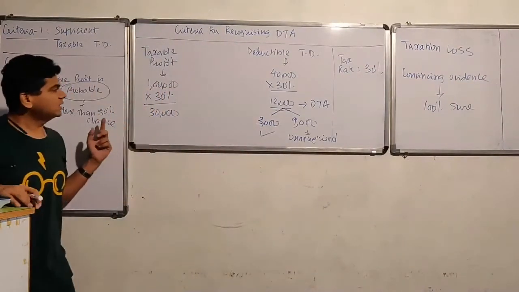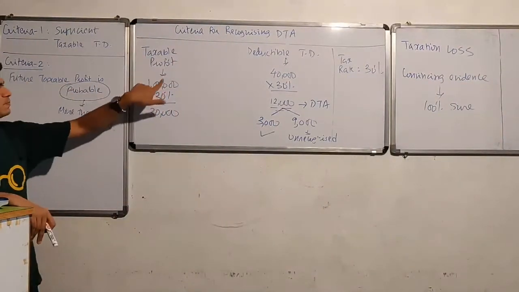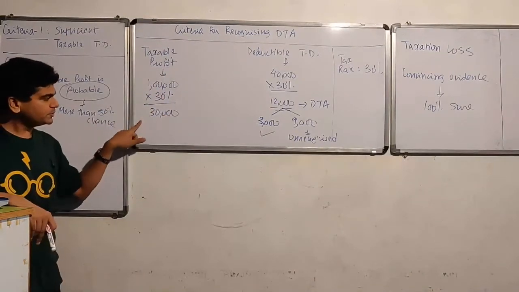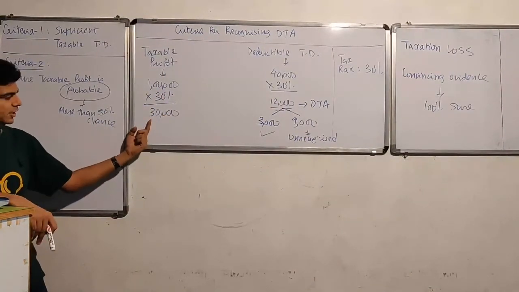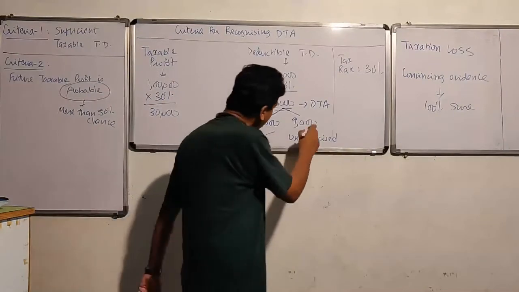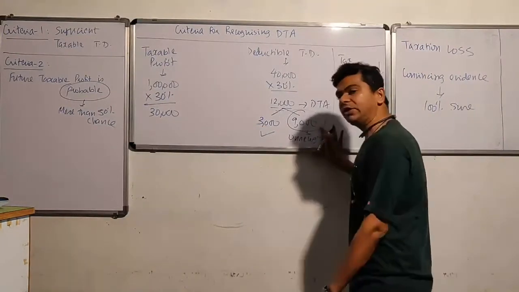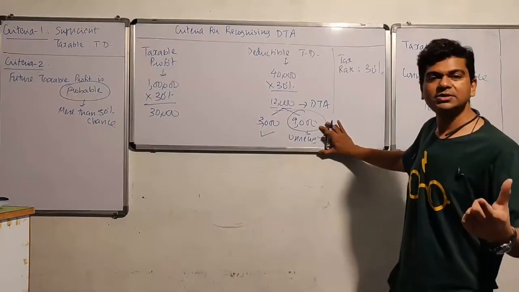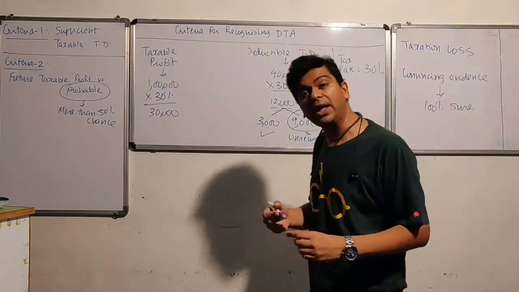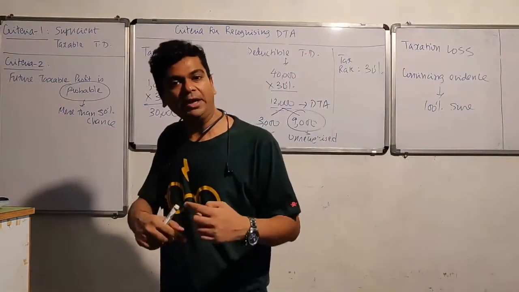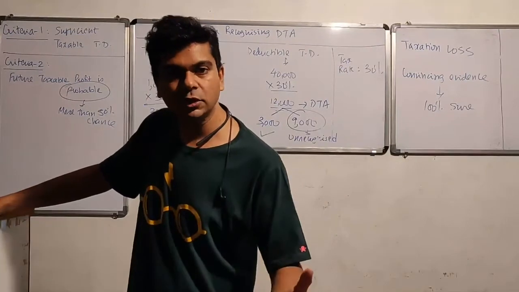Returning back to the original illustration, as you can see, I'm expecting a taxable profit of 1 lakh rupees. So I'm expecting I'll pay tax of 30,000. Now, against that tax of 30,000, I will be able to save tax of 9,000, and that is the reason I will now again recognize a DTA. So DTA of 9,000 will be recognized.